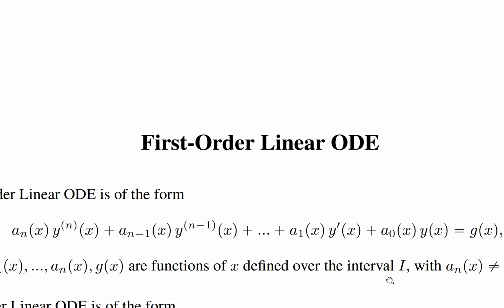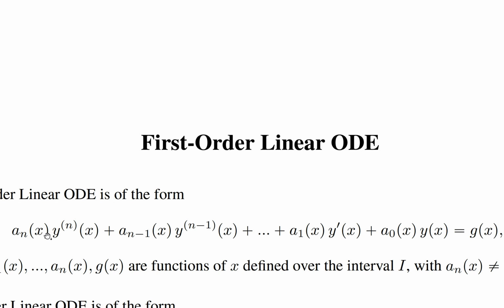These functions should be defined on an interval I, which is normally specified. Moreover, the function multiplying the highest derivative, a n of x, cannot be equal to 0, because if a n of x is equal to 0, then my ODE is no longer nth order, it's of order n minus 1.